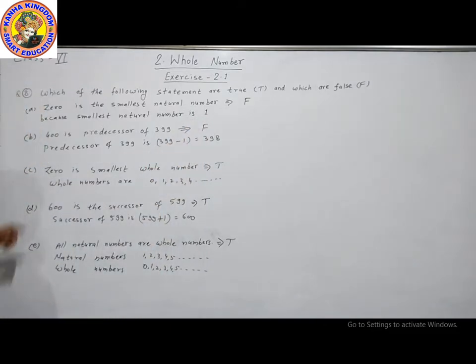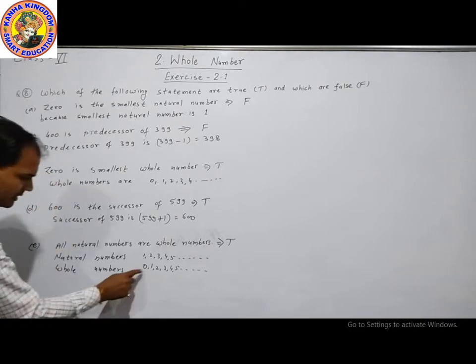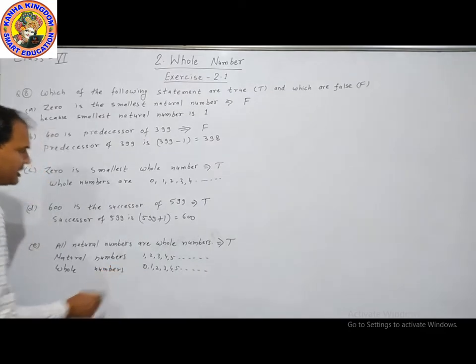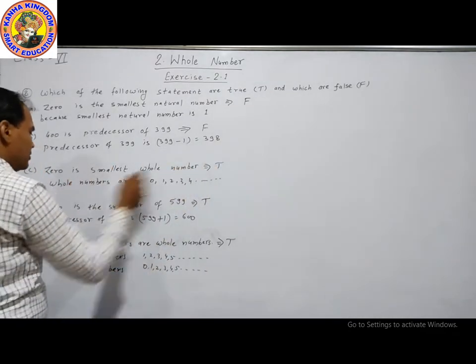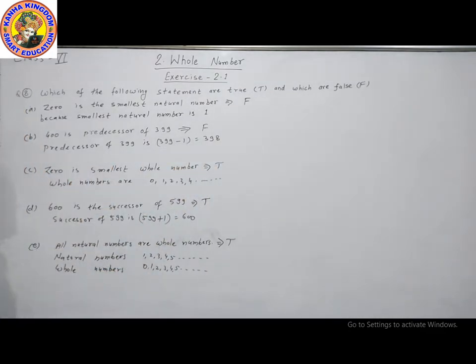C. 0 is the smallest whole number. Whole numbers are 0, 1, 2, 3. 0 is the smallest. Yes, this is true. Whole numbers are 0, 1, 2, 3, 4. So 0 is the smallest whole number.